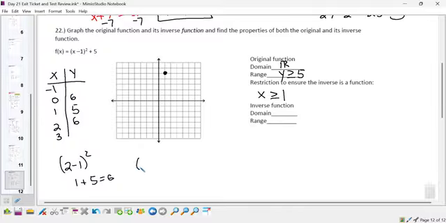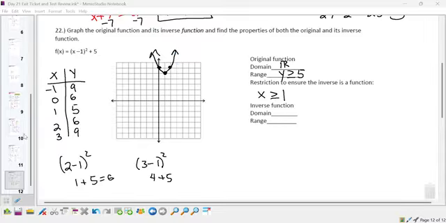Right now, I'm going to do 3. 3 minus 1 is 2. Squared is 4. Plus 5 is 9. This is so not going to fit. I'm just going to put these two down. Call it a day.